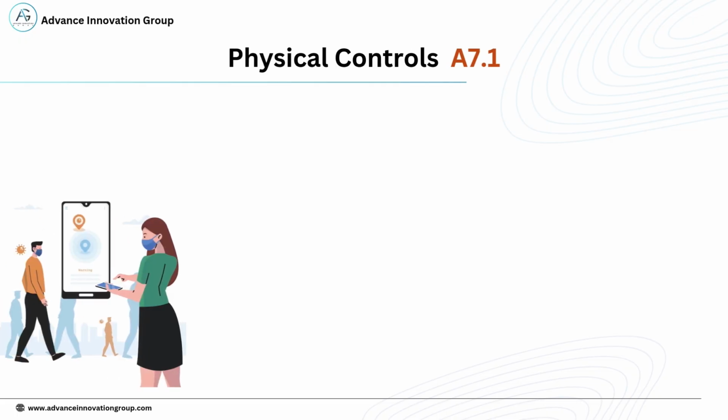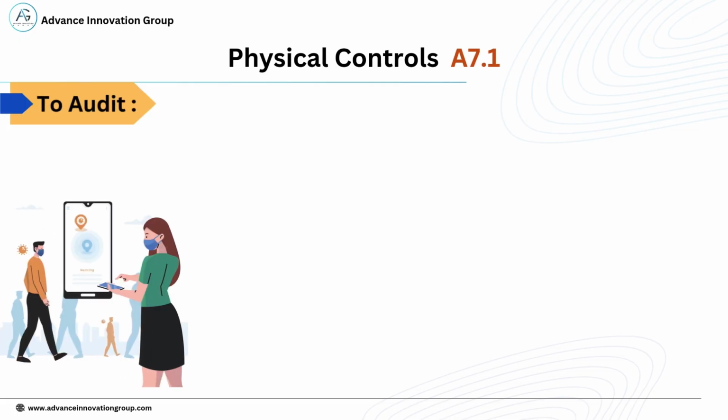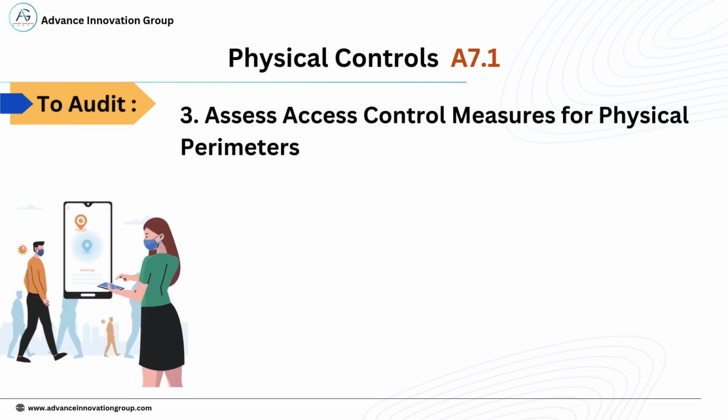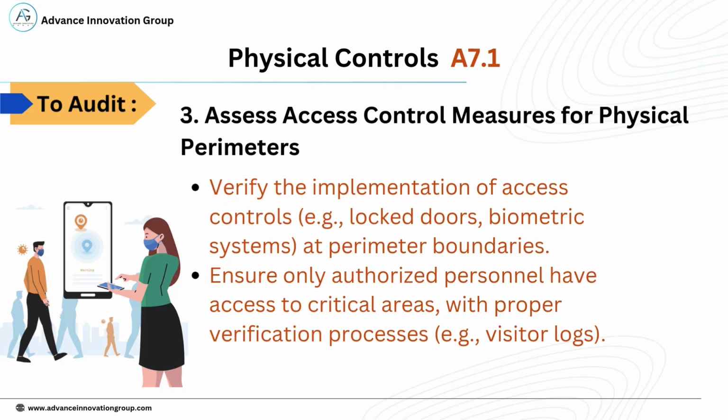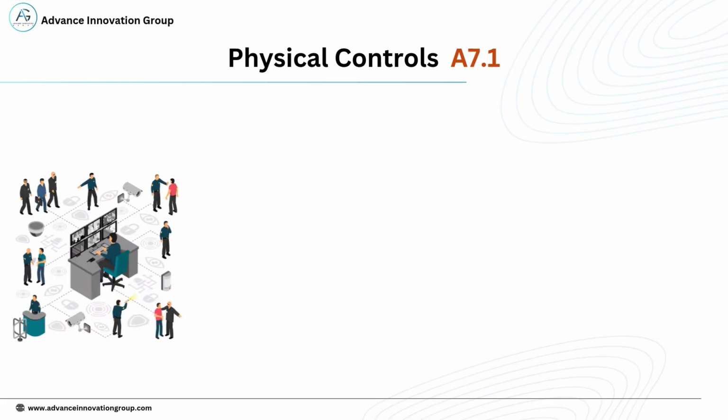Physical controls of 7.1. To audit. Third, assess access control measures for physical perimeters. Verify the implementation of access controls, e.g., locked doors, biometric systems at perimeter boundaries. Ensure only authorized personnel have access to critical areas with proper verification processes, e.g., visitor logs.